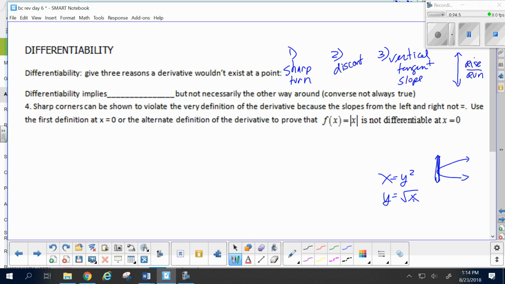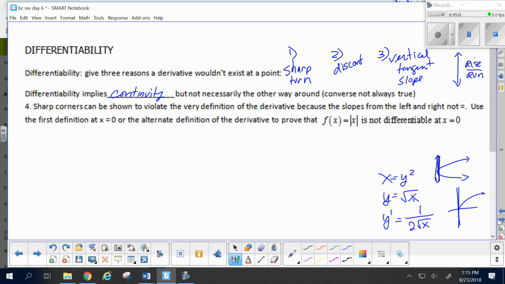Okay. What about this? Does its derivative exist at all points in its domain? What's its domain? Greater than or equal to 0. What's the derivative? 1 over 2 root x. What point in its domain does the derivative not exist? 0. And that's because at that point there is a vertical tangent, right? Differentiability implies continuity. If I tell you the derivative exists at a point, you can be sure that the curve is continuous at that point.